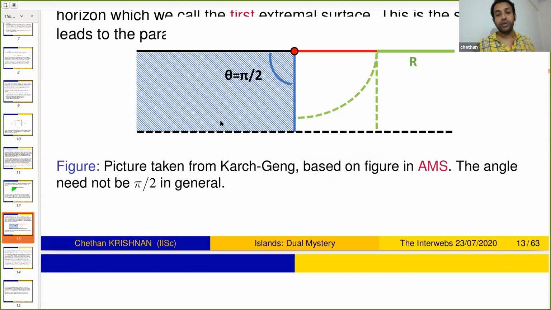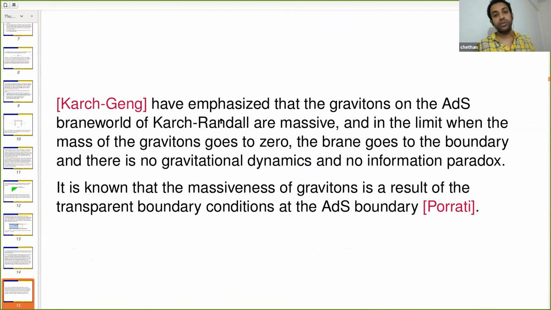But along with that, G Newton also goes to 0. The brane also goes to the boundary, and there is no gravitational dynamics, and there is no information paradox, and there is nothing really happening.